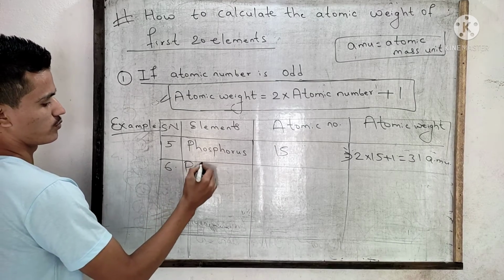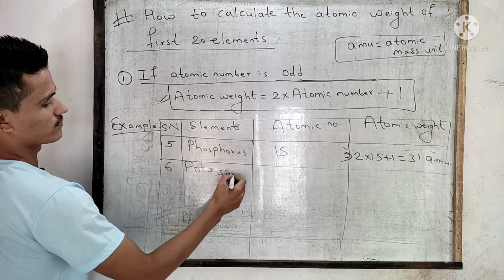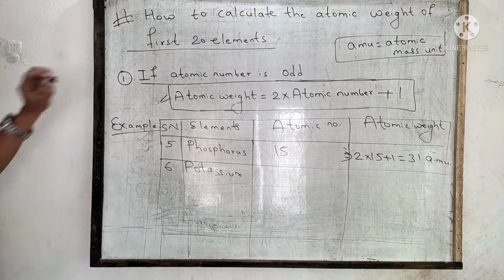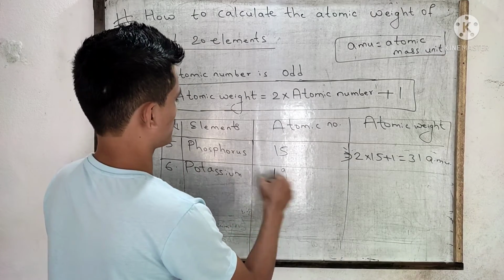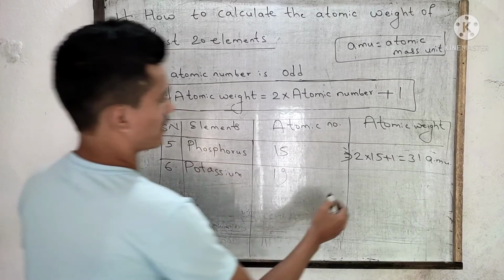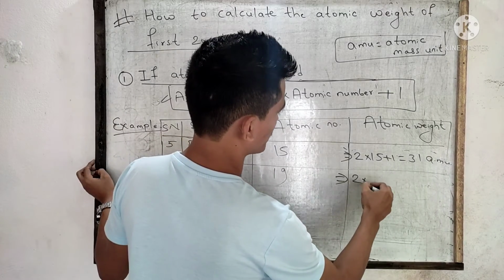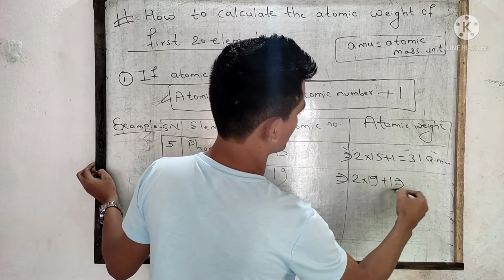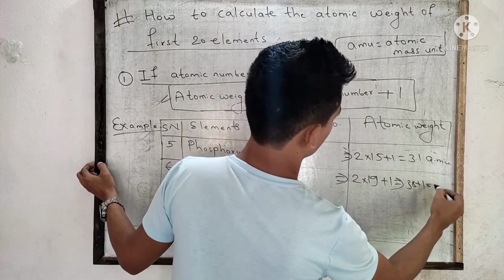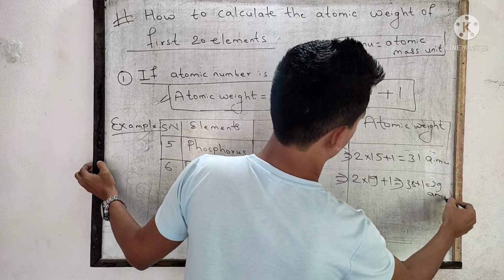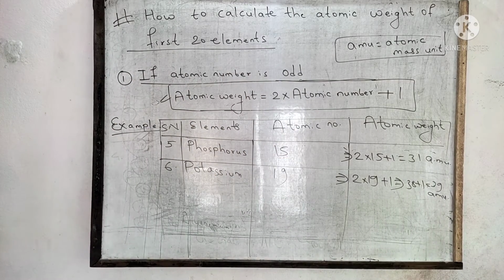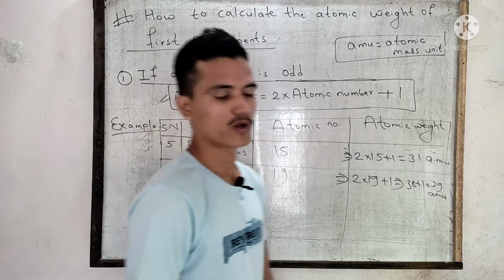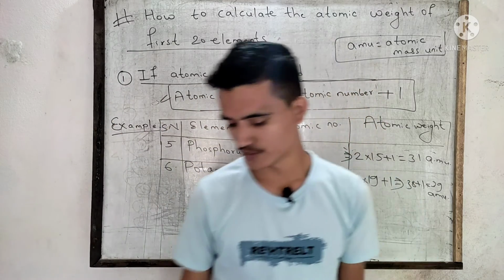Number 6, potassium. Atomic number is 19. 2 into 19 plus 1. 19 into 2 is 38, plus 1 equals 39 AMU. In this way we can calculate the atomic weight of the first 20 elements.